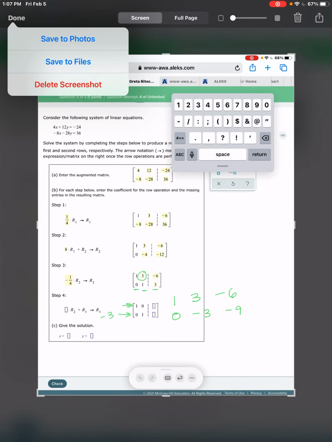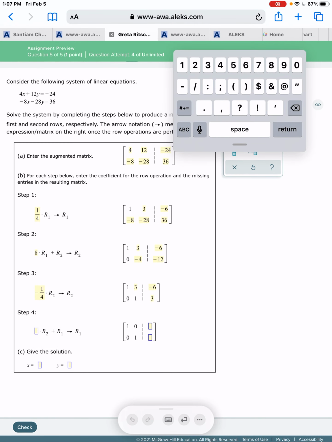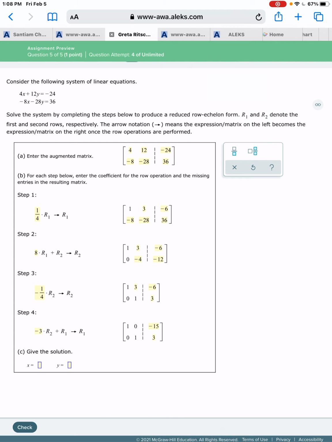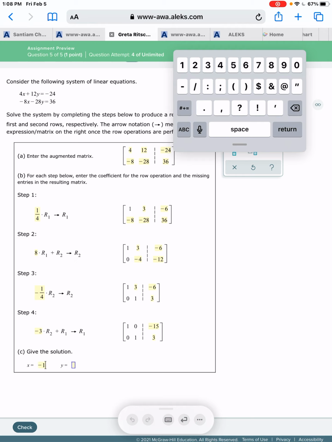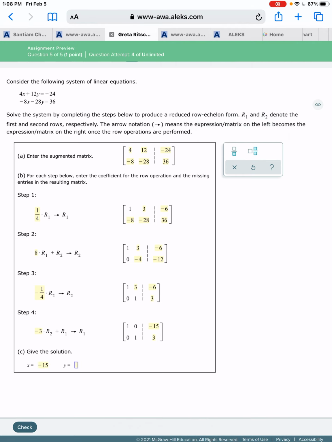So let me go back and put that in here. Negative 15. And then down below, we're keeping the same numbers that we had before. The thing we multiplied by was a negative 3. All right, now x equals, just read it out of the augmented matrix here, negative 15, and y equals 3.